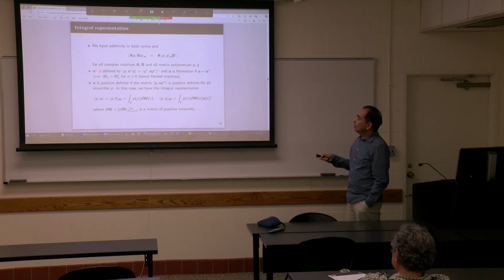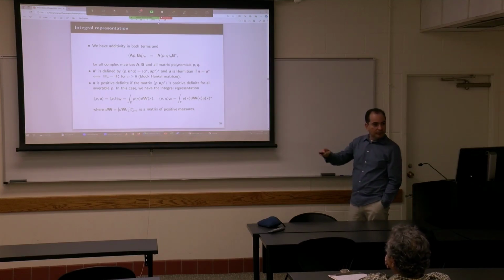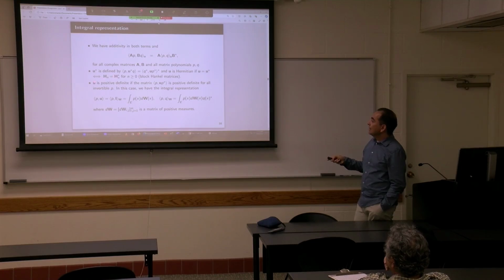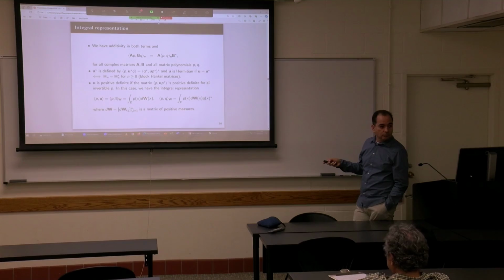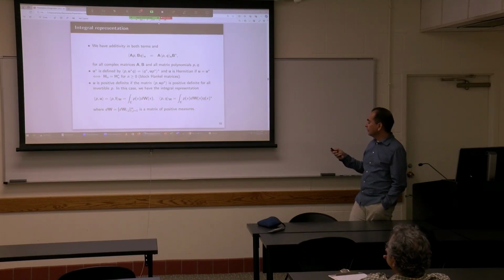We can also define the adjoint of the linear functional by using this matrix multiplication, right? We will say that a functional is Hermitian if it's the same as the adjoint, which is more or less standard. We will say that U is positive definite if this matrix is positive definite for every matrix polynomial. And in that situation, it is possible to prove that this linear form has an integral representation in terms of a matrix of matrices, right? So this is pretty much the extension of what we know in the scalar case. Okay, so everything is more or less the same.